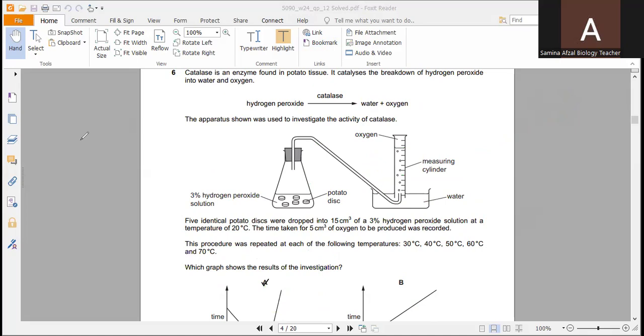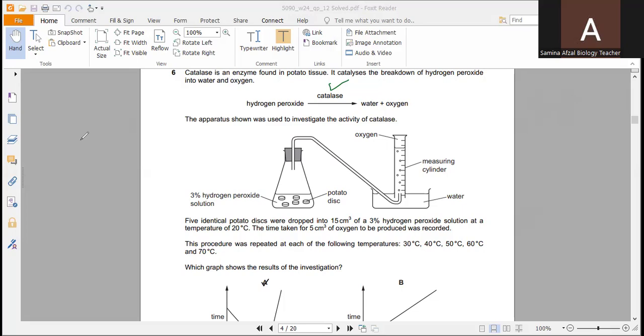Catalase is an enzyme found in potato tissues. It catalyzes the breakdown of hydrogen peroxide into water and oxygen. You can see the hydrogen peroxide, in the presence of the catalase enzyme, is changed into water and oxygen. The apparatus shown was used to investigate the activity of catalase. Here you can see the oxygen-measuring cylinder and water. The delivery tube runs from this conical flask to the cylinder.